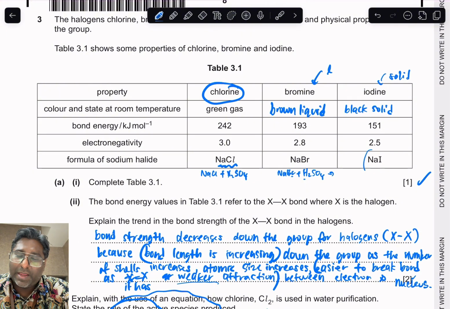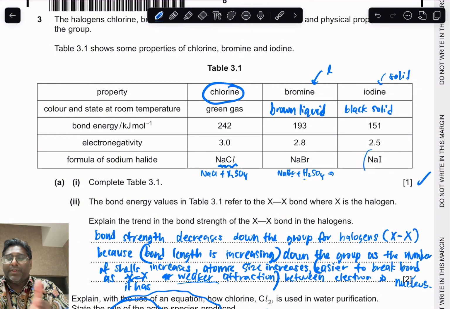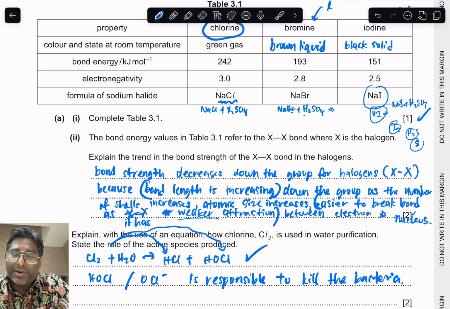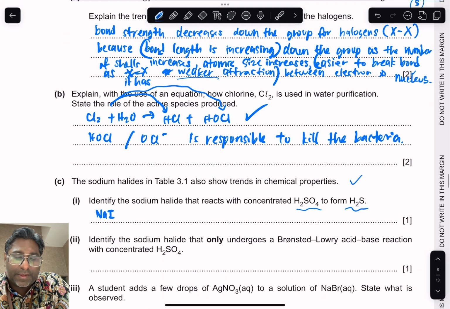When they produce HI from here, NaI plus H2SO4 will produce HI. HI can be further oxidized to become I2. It can give you H2S, the rotten egg smelling gas, or it can also give you sulfur. There are three products that you can actually get. So in this case the answer is NaI.